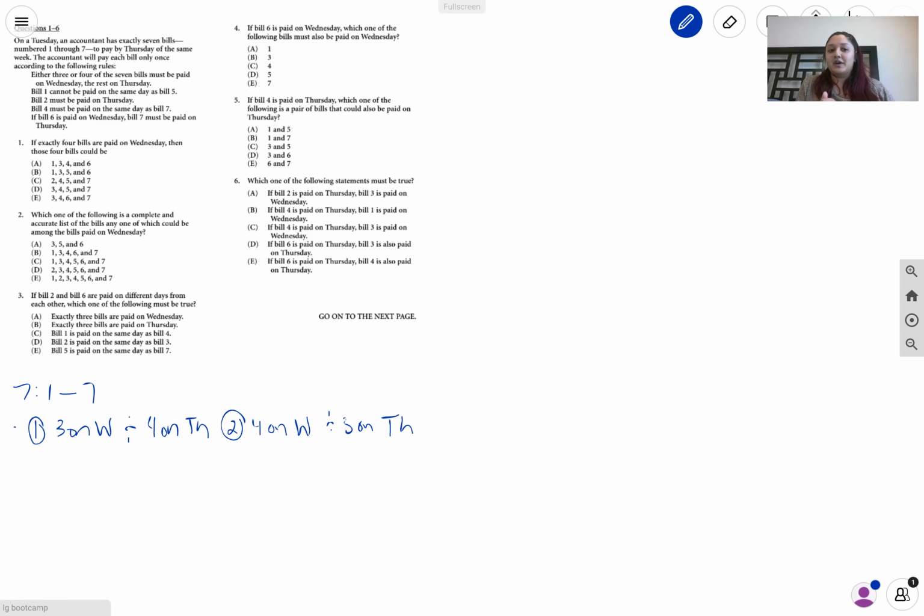So you can never have a setup where it's like 1 on Wednesday and 6 on Thursday, or 5 on Wednesday and 2 on Thursday. It always has to be 3 and 4, and it could alternate. We're not quite sure which one has 3 and which one has 4. Does that make sense? Is there a question in the chat? Let me check real quick.